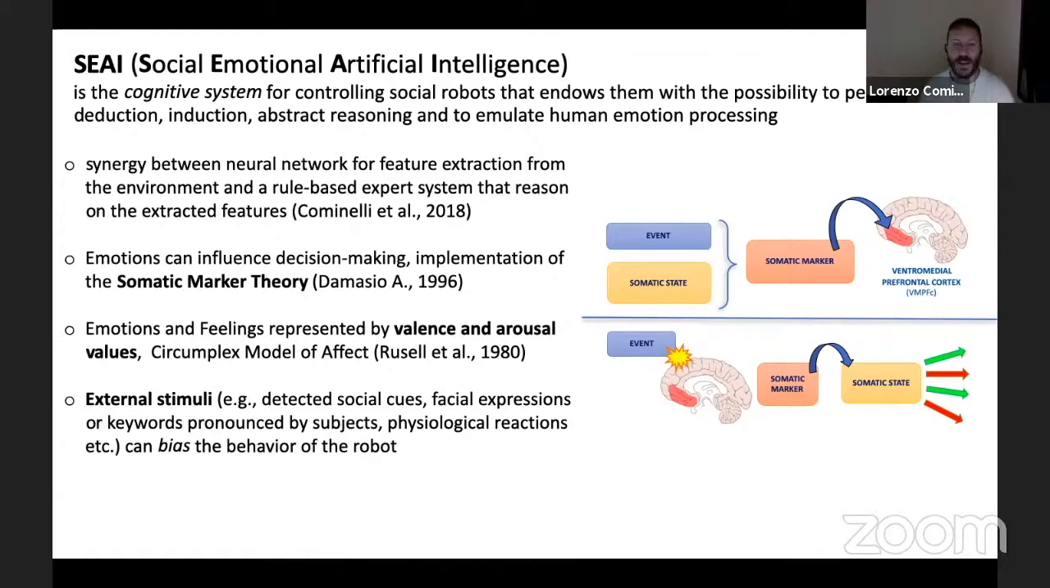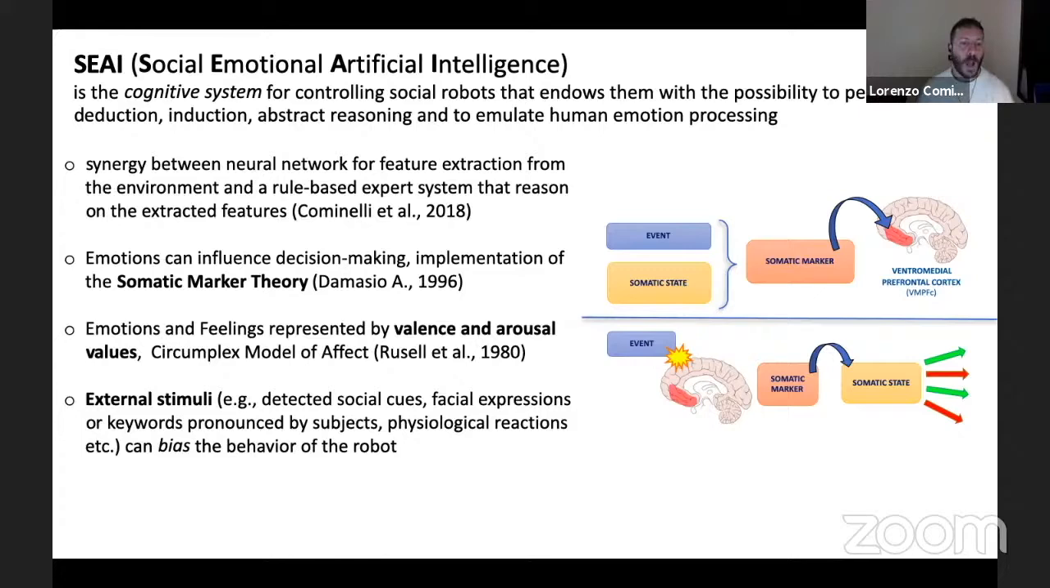So we have this internal representation, like emotions and feelings of the robot, represented by the well-known circumplex model of affect of Russell, so valence and arousal values. It's a social artificial intelligence because it's able to detect social cues, and it is emotional because the social cues move these internal values of the robot. These movements of the mood of the robot can lead to some labeling of events, of choices, of subjects that will bias the behavior of the robot according to its past experience and past interactions with subjects. Okay, we can go on.